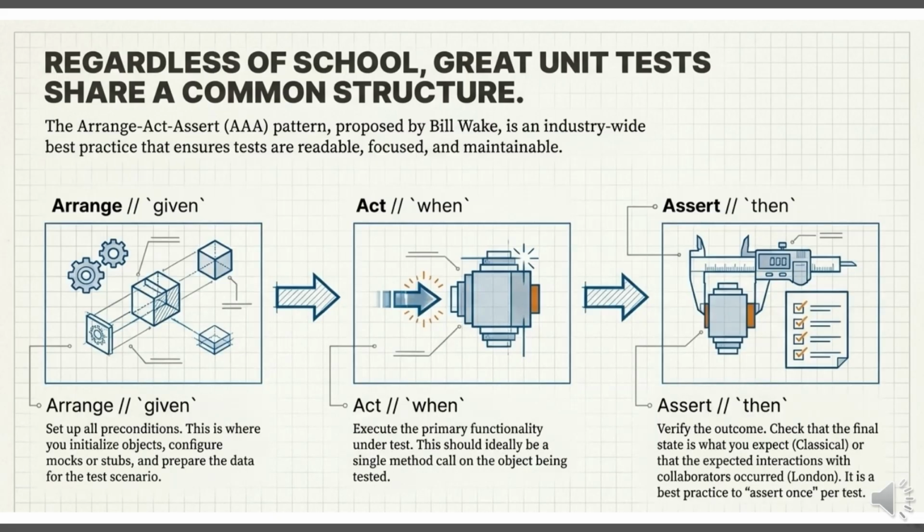No matter which school you follow, great unit tests share one thing: structure. The arrange act assert pattern is the gold standard. First, arrange. Set up everything your test needs: objects, data, mocks, stubs, all the preconditions. Then, act. Call the method you're testing. Just one action. Clear and focused. Finally, assert. Check the result. Did the state change as expected? Or did the right interactions happen? One assert per test. That's the best practice. AAA keeps your tests readable, focused, maintainable.